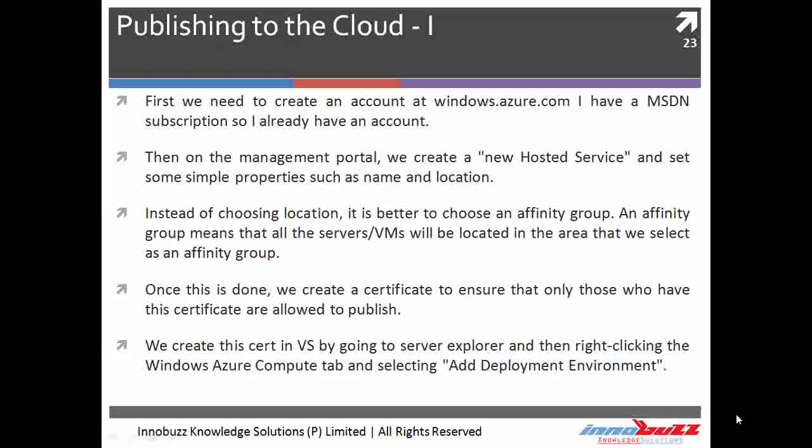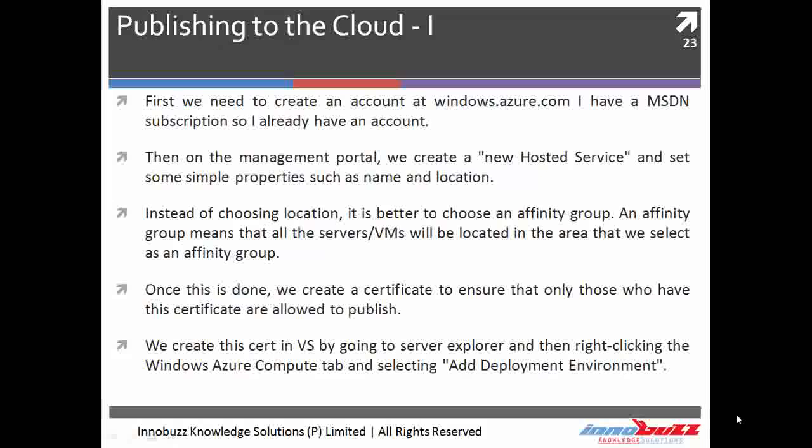Then on the management portal we create a new hosted service and set some simple properties such as name and location, which are very standard whenever you create any kind of account, let's say an email ID. But here it's a bit different. The location is not your geographical location. Instead of choosing the location, it's better to choose an affinity group.